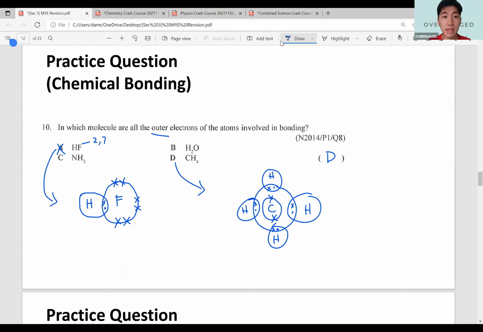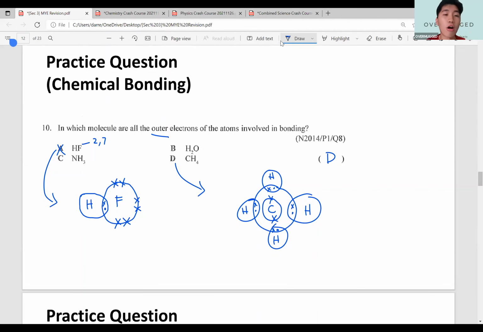Okay, and with that, I come to the end of the portion for chemistry. So I hope that this part is clear, right? In terms of atomic structure and chem bonding. Chem bonding is one of those topics you probably need to revise the day before your exam.